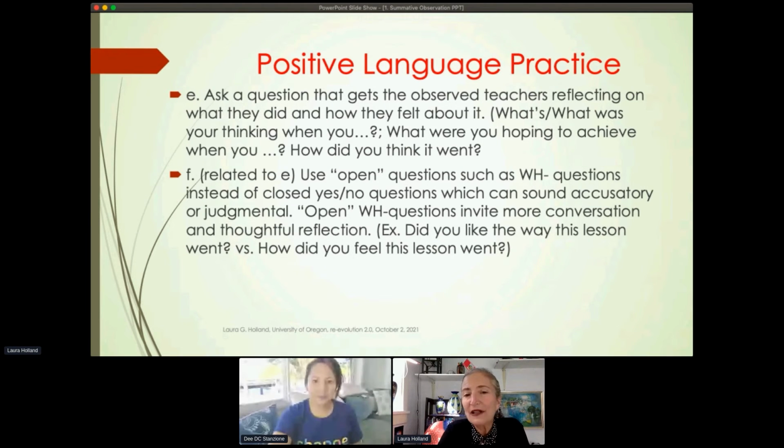We can use open questions such as WH questions instead of closed yes/no questions, which can sound accusatory or judgmental. Open questions invite more conversation and thoughtful reflection. So, what do you think? How do you think it went? Did you like the way this lesson went, versus how do you feel this went? I kind of like the second one a little bit better. Yeah, Santi, and then we reflect with people.